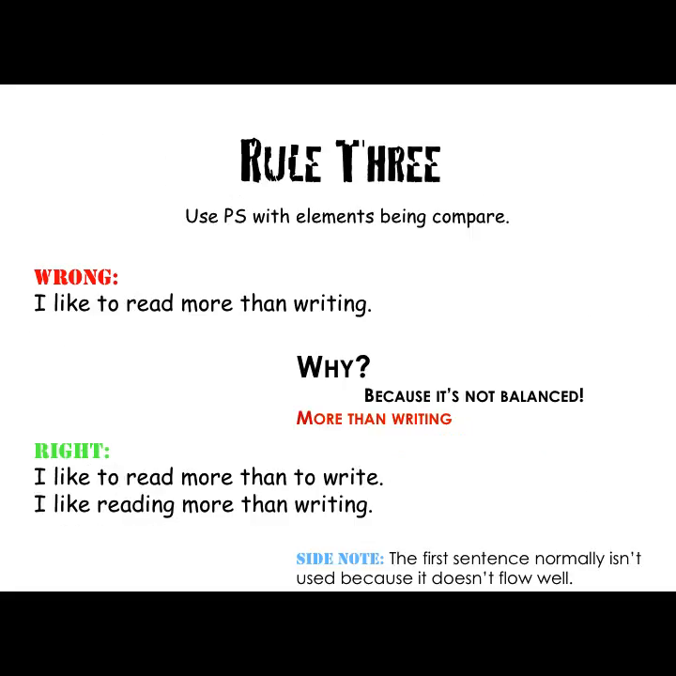Rule number 3, use PS with elements being compared. So, I like reading more than writing. That's wrong. It's not balanced. The more than writing throws it off. You can say, I like to read more than to write. Sorry, I was reading you the wrong sentence. Or, I like reading more than writing.